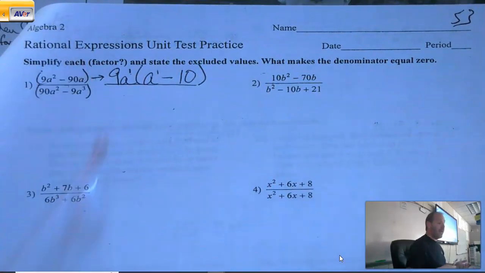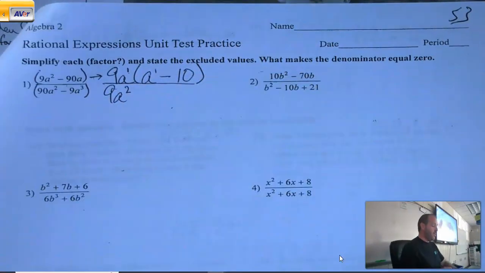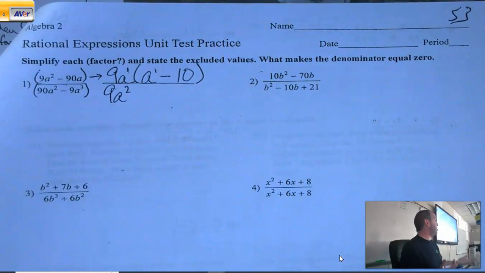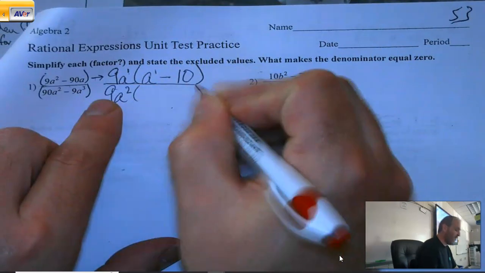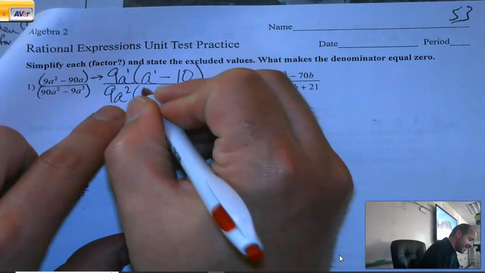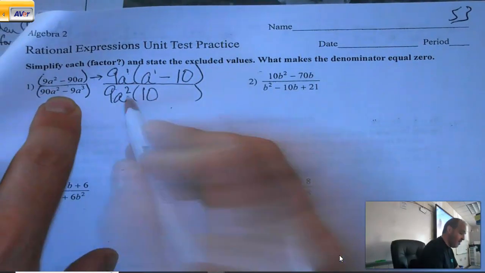Then when I get to the denominator, I'm going to do the same thing. As Chloe was saying a minute ago, that's 9A squared. Because again, when we're factoring, we take the smallest one. That's different than the LCD. When we get there, we'll chat about that. What am I going to be left with? 10. 90 divided by 9 is 10. I already got the A squared.